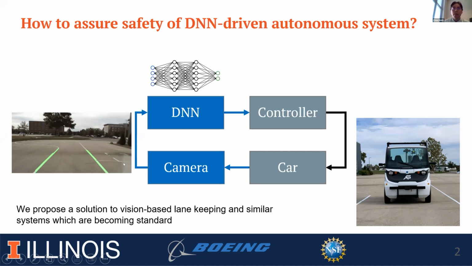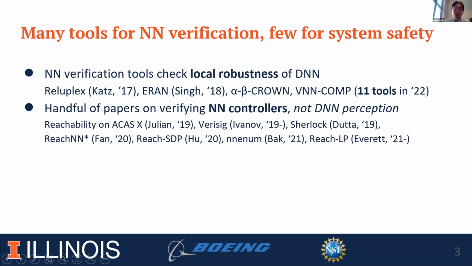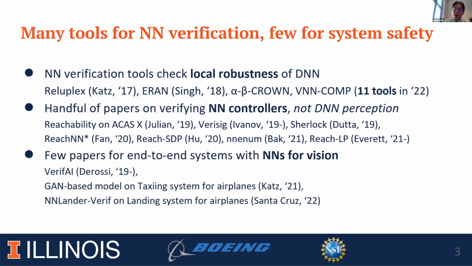try to track the lane. So there has been quite some work in checking the local robustness of each DNN. For example, the neural network verification competition has been going on for 3 years. But we found that there's only a handful of papers on system level analysis with neural networks, and only very few of them are working on neural networks for vision and perception.